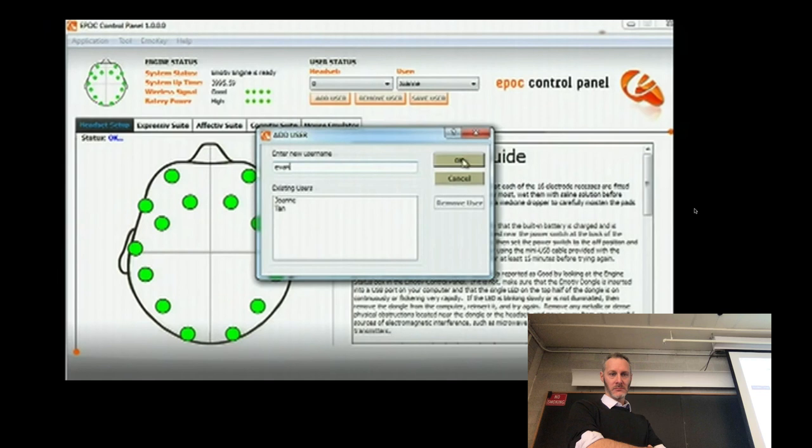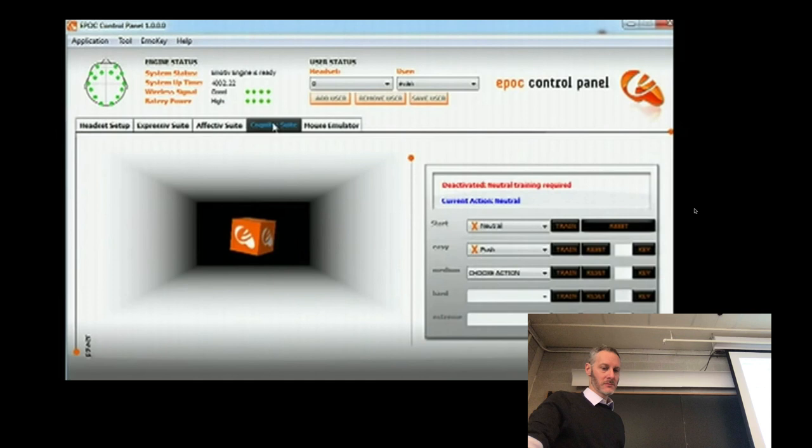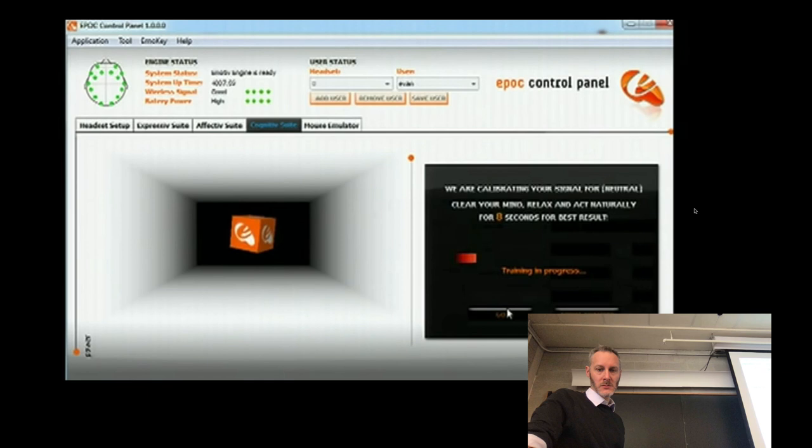Okay. So the first thing we need to do with the cognitive suite is to start with training a neutral signal. So with neutral, there's nothing in particular that Evan needs to do. He just hangs out, is relaxed. And the idea is to establish a baseline or normal state for his brain, because every brain is different. It takes 8 seconds to do this.